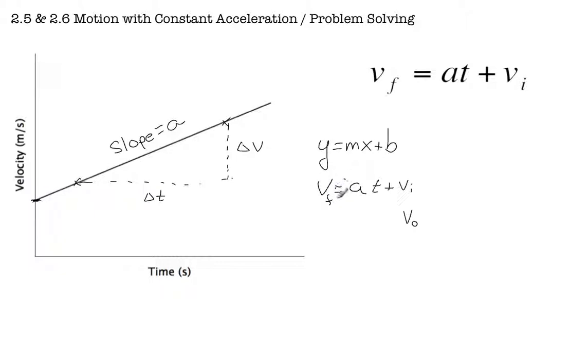And just like with x final in a previous kinematics equation, the final doesn't necessarily mean the last velocity ever. It literally means the velocity where you're studying the object, the velocity at time t that you're interested in. So that's how we get a kinematics equation that tells us the velocity at any time t. And that's this one up here.